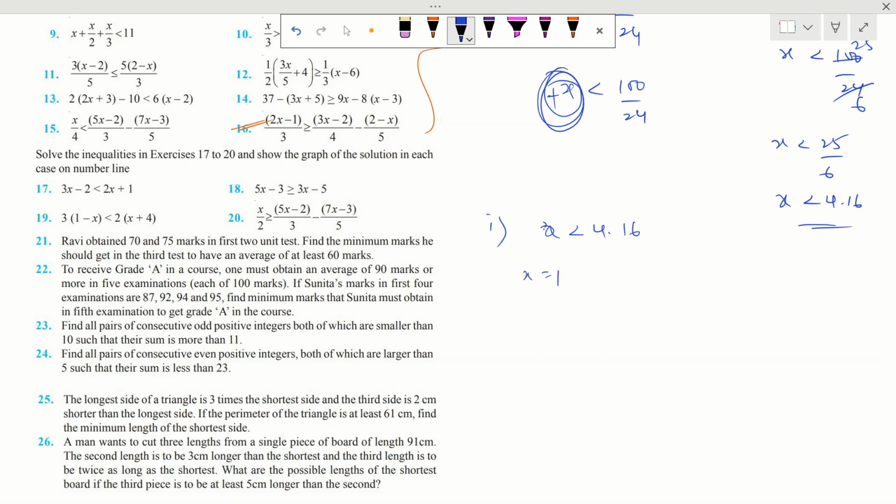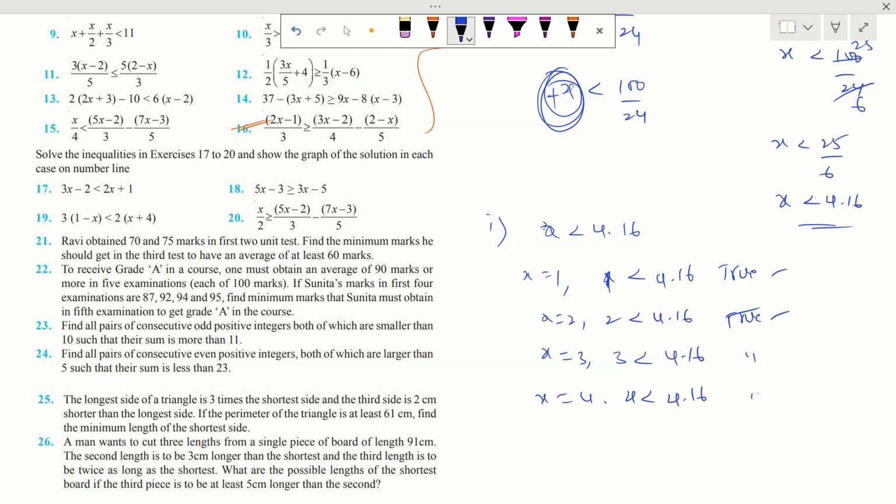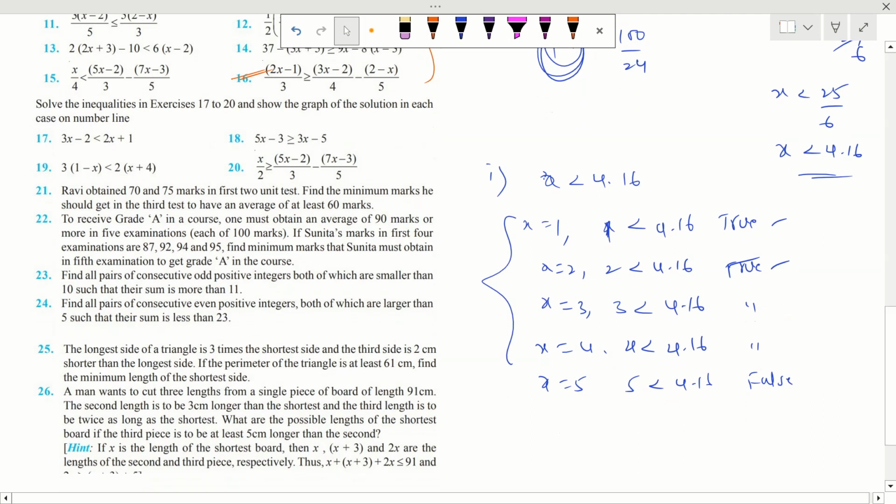x is equal to 1, then 1 is less than 4.16, the statement is true here. And x is equal to 2, then 2 is less than 4.16, the statement is true, which means it is a solution. True means it is a solution of the inequality. x is equal to 3, then 3 is less than 4.16, this is also true. x is equal to 4, then 4 is less than 4.16, this statement is true. And when x is equal to 5, 5 is not less than 4.16, so the statement is false. All the true values are called the solution set.